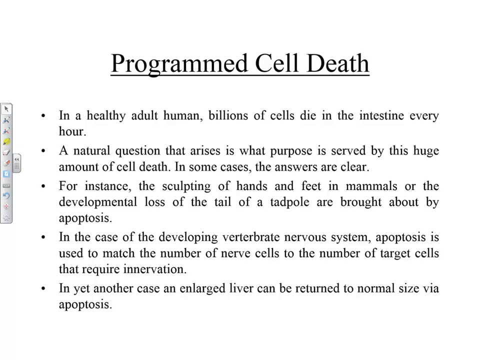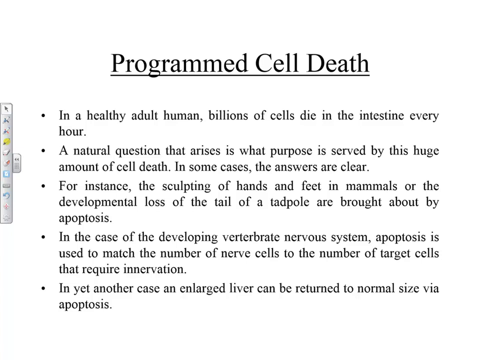In some cases, the answers are clear. For example, the hands and feet. It's initially a block, but then you have the fingers that have to be carved out, and that is achieved by programmed cell death in between. In the same way, the way a tadpole gets rid of its tail when it becomes an adult is programmed cell death. Nobody takes a knife and just chops off the tail; it's programmed cell death.